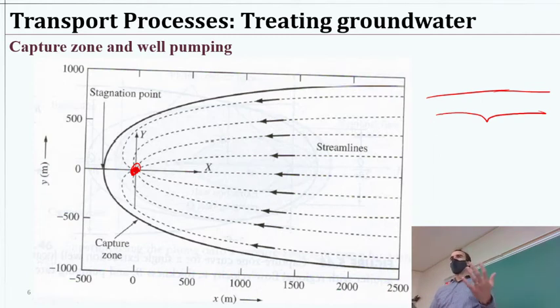So again, it's very important to be able to understand where stuff is going, how far it's going to diffuse to the side. If we had a spill over here, how much of it is going to make its way outside of the capture zone before it all gets pulled into the pump there.